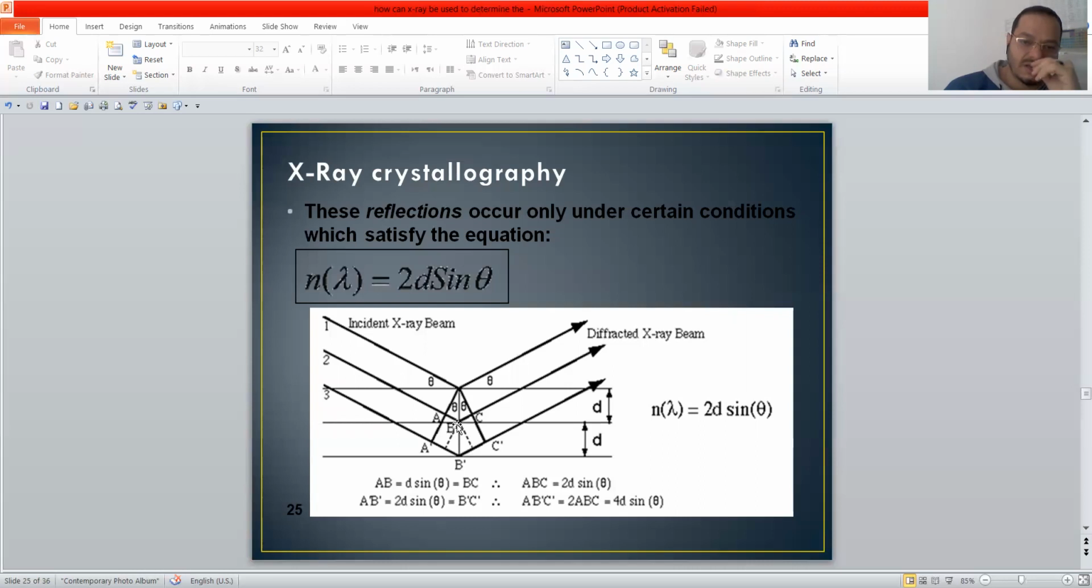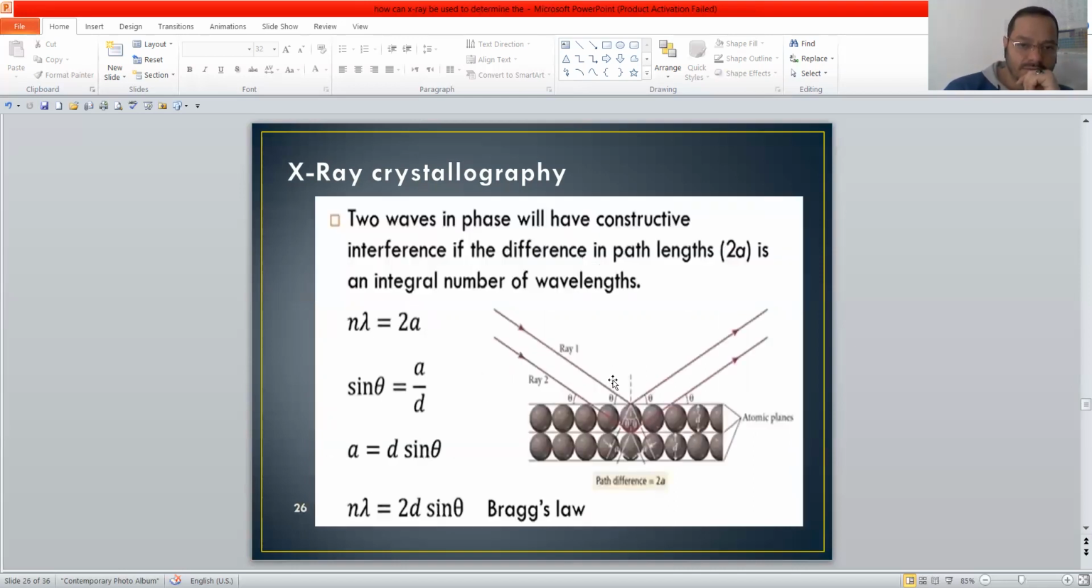d is the distance between these two points, the first one and the second, or at the same time the same thing with the two following atoms, the distance between two atoms. Here, this d. Theta, sine theta, we know it, and I will talk about it in the next slide.